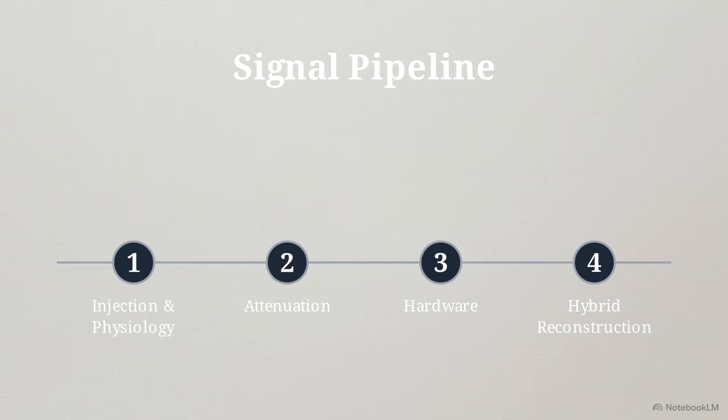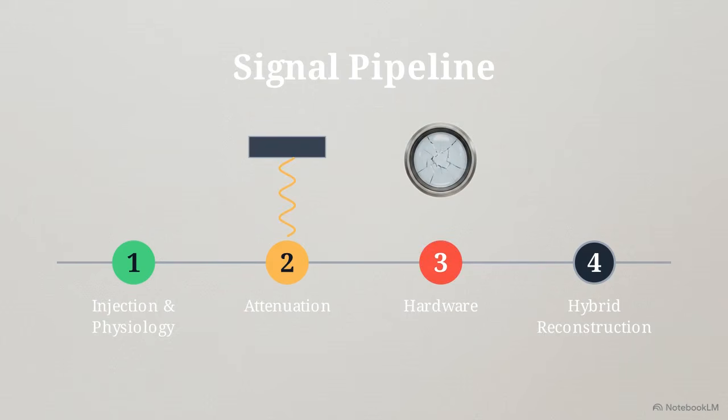This schematic maps the 4 distinct nodes where the signal goes wrong. Node 1 represents the physical introduction of the tracer and its normal biological distribution throughout the body. Node 2 covers attenuation, the physical interference that gamma photons experience as they attempt to leave the patient's tissue. Node 3 focuses on the detector level, where mechanical and hardware failures corrupt the incoming signal. Finally, Node 4 accounts for the computational mismatches that occur when we merge functional data with structural data.